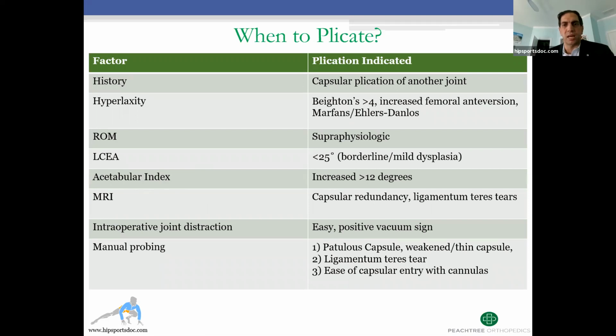Also a vacuum sign or easy distractibility with joint distraction when the patient's placed into traction at the time of surgery, and then the manual probing. Also ease of entry with the cannulas or passing the needles into the joint at the time of capsule entry. That also is additional information that can help us to understand stability.